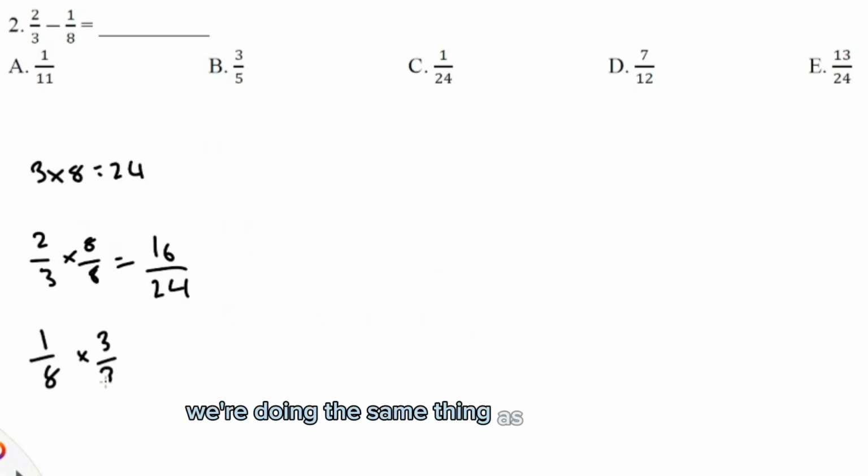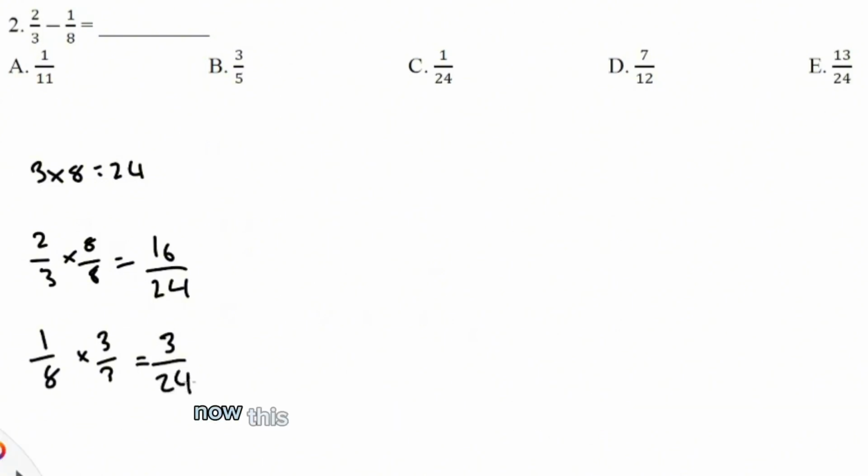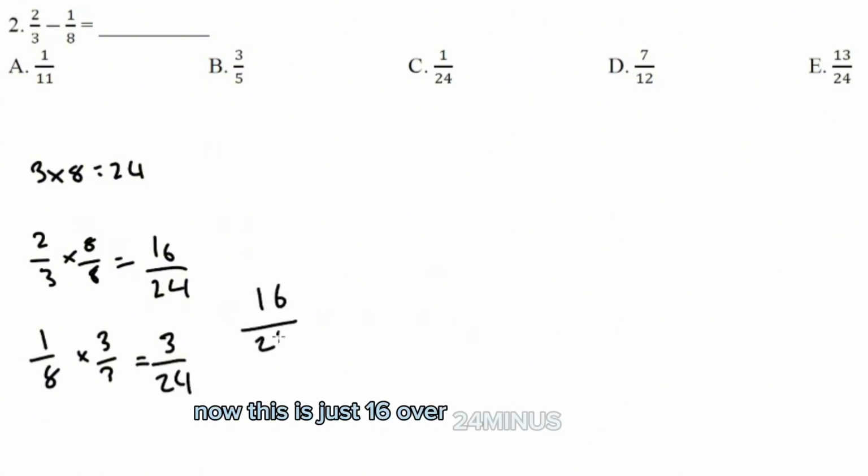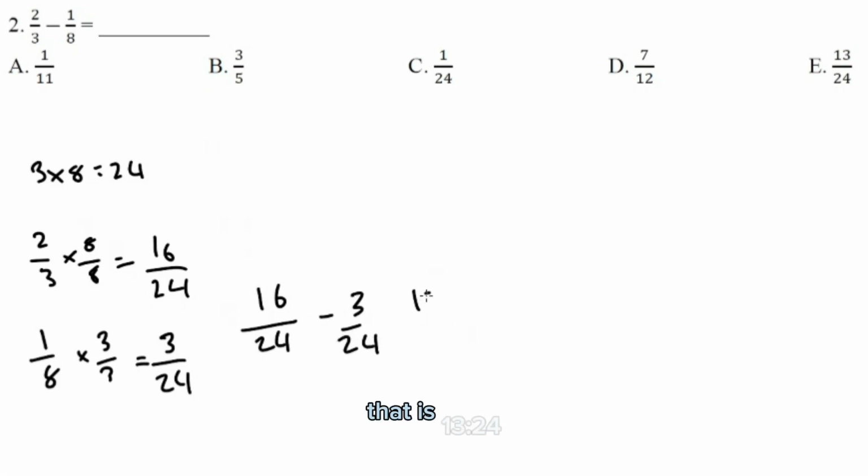Next, 1/8 times 3 over 3. We're doing the same thing as we did earlier with the 8 over 8. This becomes 3 over 24. Now this is just 16 over 24 minus 3 over 24. That is 13/24, and that's your answer. Next, number 3, 34.5 times 0.07 equals what rounded to the nearest hundredth?